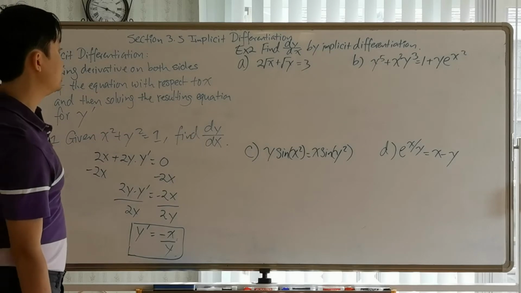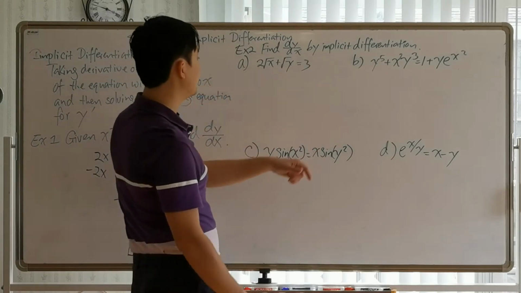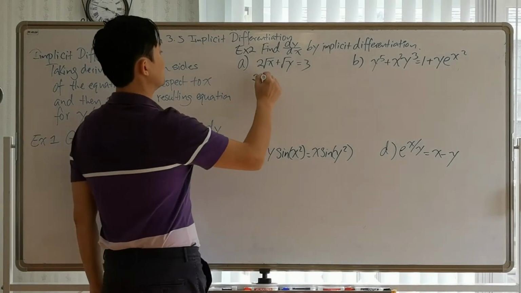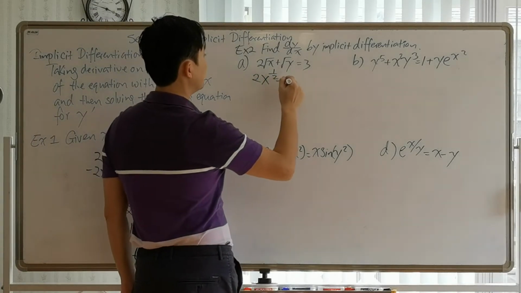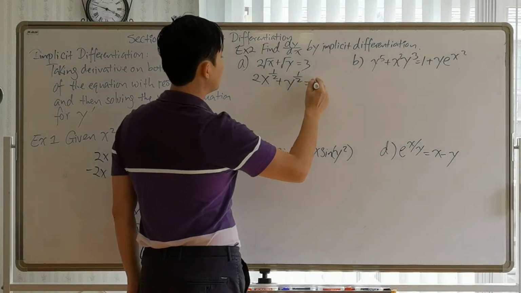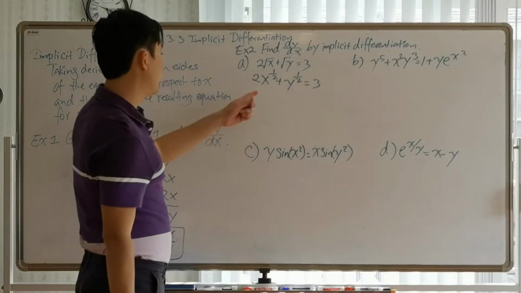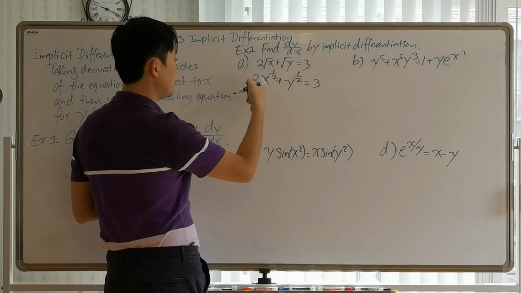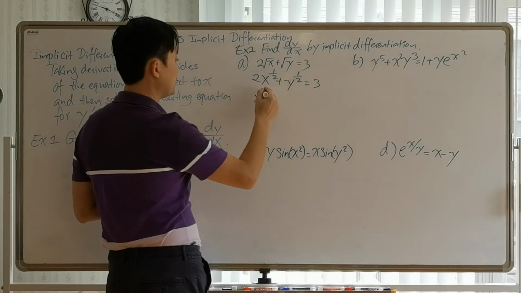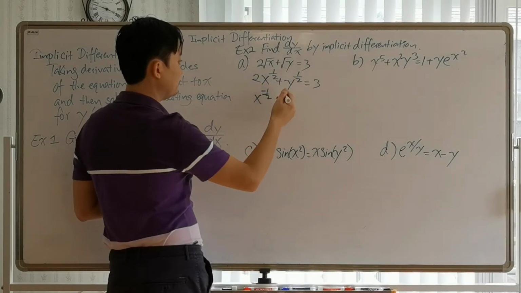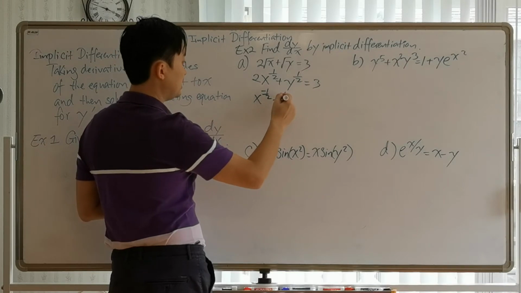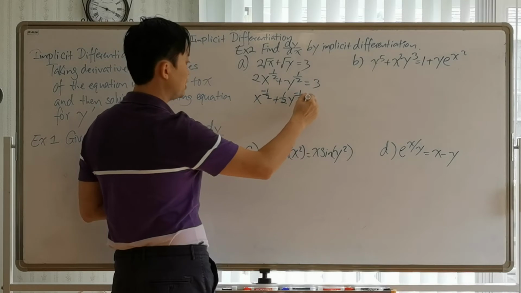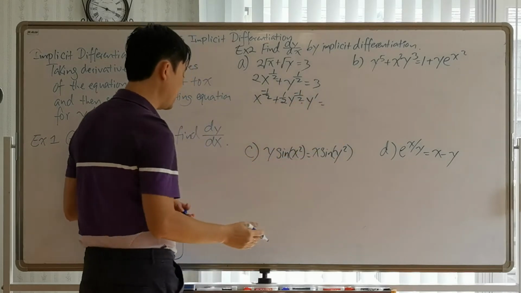Okay, now let's try a more rigorous problem. Rewrite it from radical form to exponential form: 2x to the power 1/2 plus y to the power 1/2 equals 3. Take the derivative using the power rule. We have 1, because 2 times 1/2 is 1, times x to the power of negative 1/2. Then for y to the power 1/2, bring down the power 1/2, y to the power of negative 1/2, but don't forget, times y prime. Again, y prime is what we need to solve for.